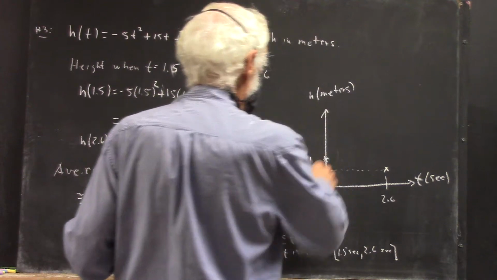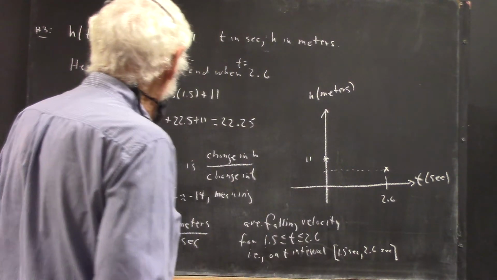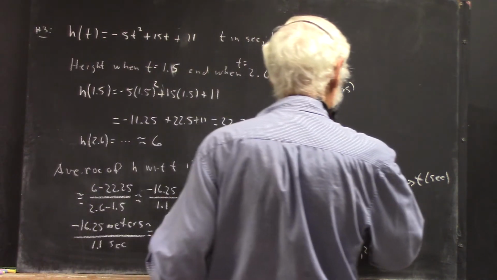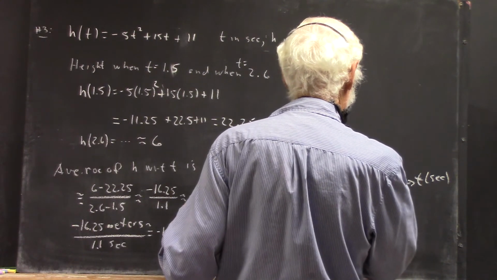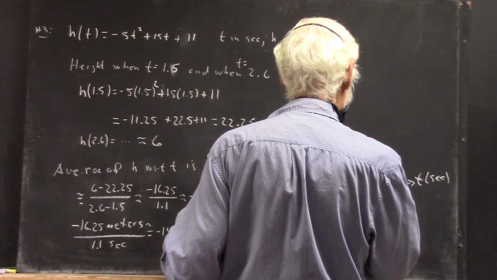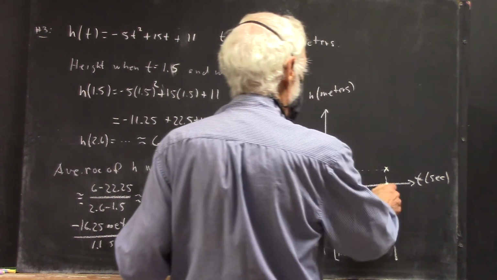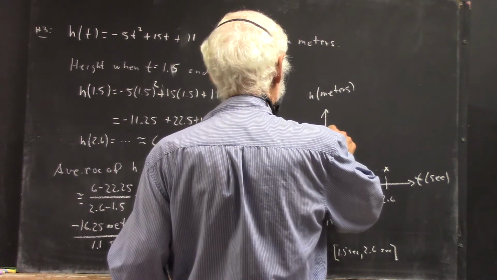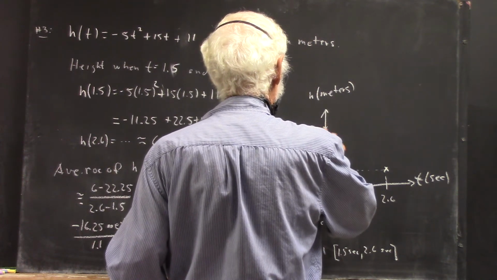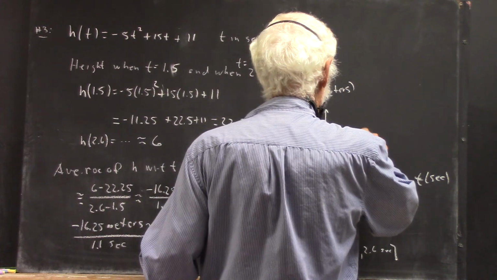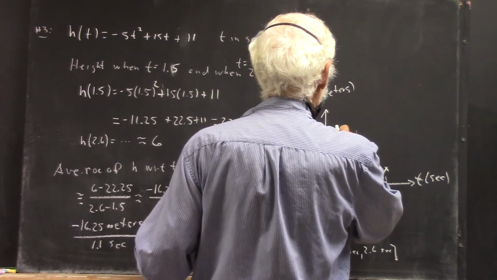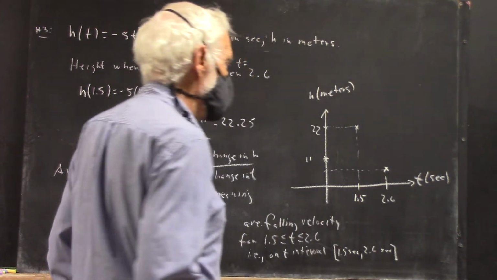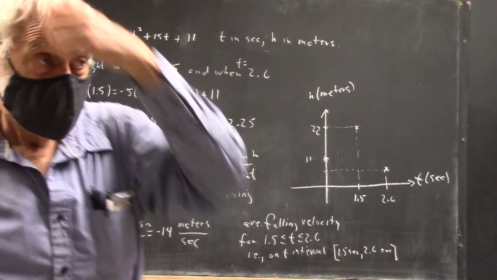When t equals 0, h is 11. And when t equals 1.5, which is, 1.3 would be halfway, so 1.5 is a little more than halfway from 0 to 2.6. The height is 22.25. So we'll just put 22 up here. And this is going to be just a little higher than 22, and you can't even really see how high on this scale. Does that make sense?